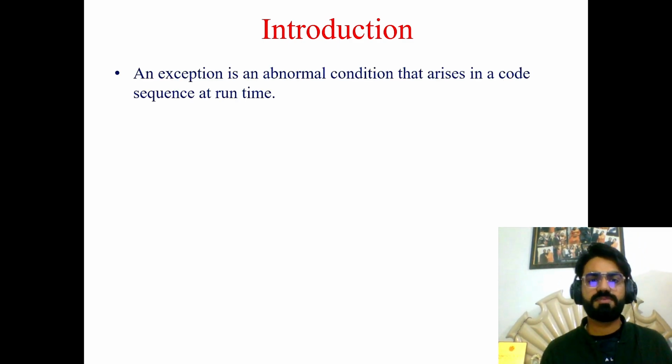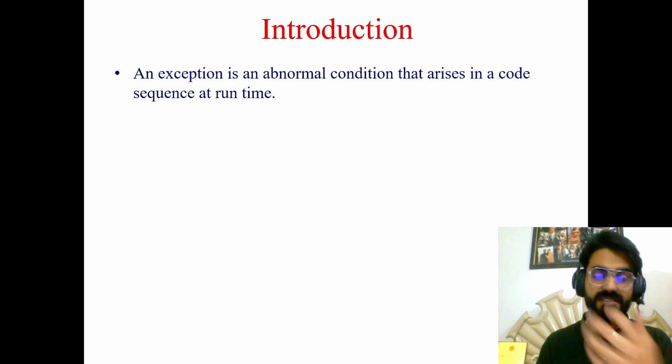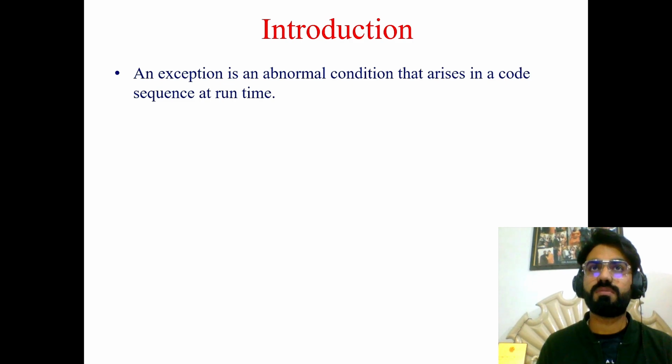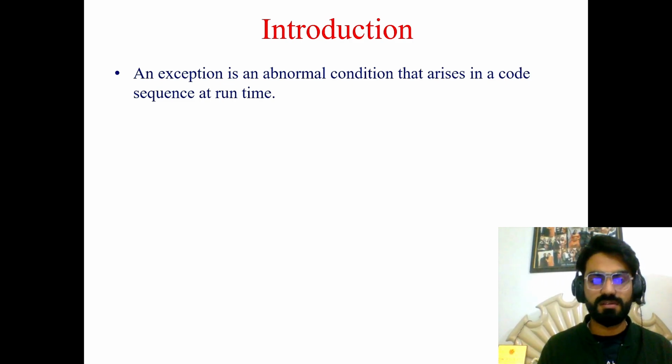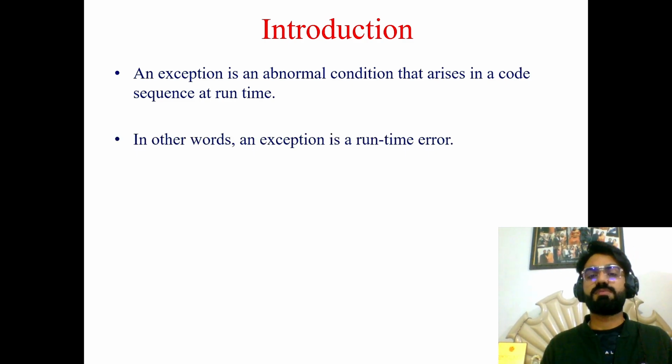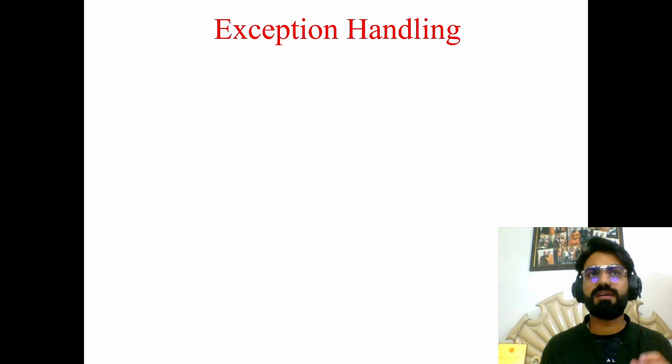Okay. So, exception handling, what exactly is an exception? Exception is an abnormal condition that arises in the code sequence at runtime, or it can be a compile time exception as well. I will talk more about what is a compile time exception and what are the runtime ones, so don't worry. In other words, I will say exception is a runtime error, and also a Java exception is an object that describes an exceptional condition that has occurred in a piece of code.